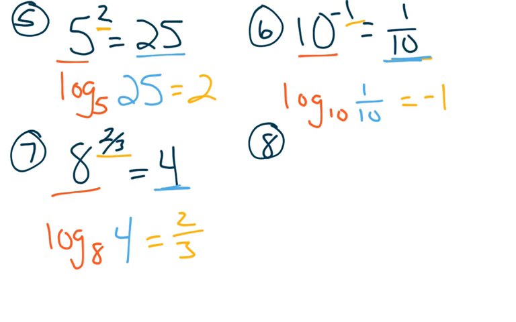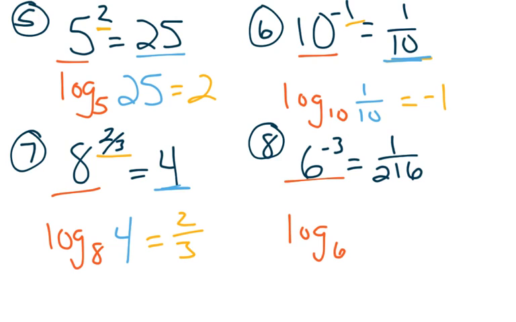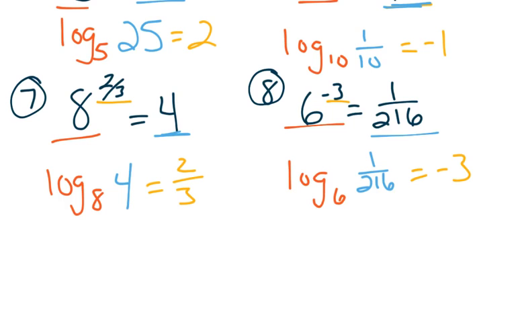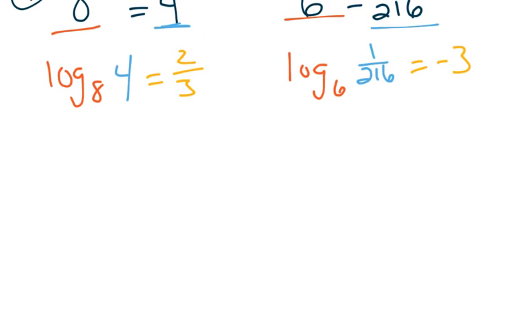Let's try one more here. 6 to the negative third power is equal to 1 over 216. Again, start with your base. So we get log base 6 of your answer, 1 over 216, and that is equal to your exponent of -3. Hopefully you're starting to make the connection between exponential and logarithmic form. They do mean the exact same thing. They are equivalent statements.